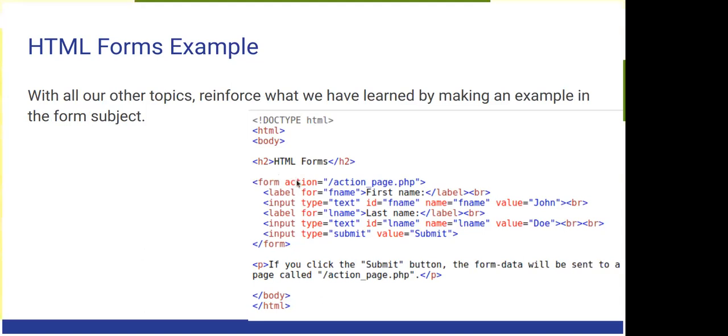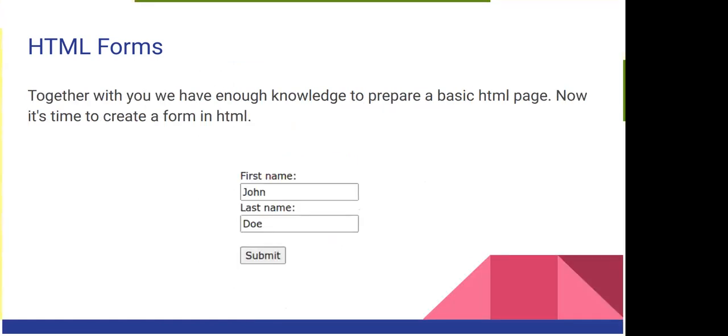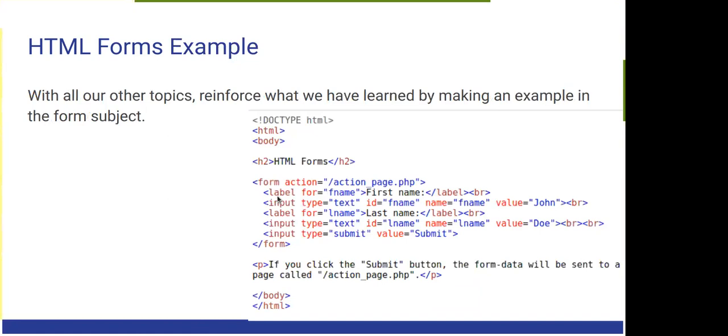For an example, I have put the action as action page.php, right? This is the PHP file. Once the user submits their information, the PHP file will take in the user input. From that, the processing will start. So to have a form like this, we need to start with the form tag followed by the action attribute. This is mandatory.